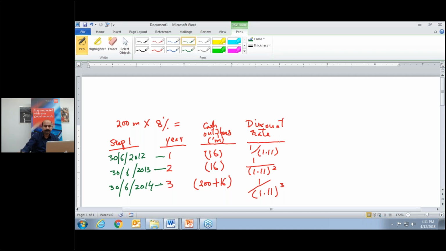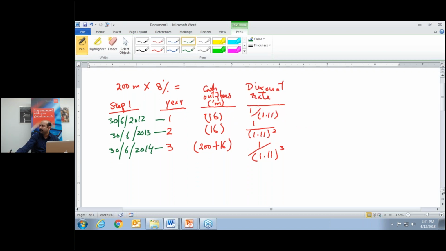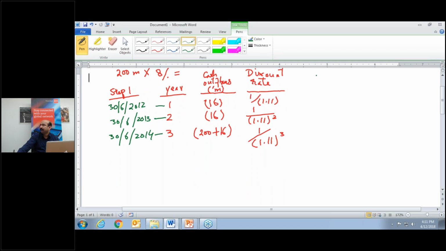Okay, now by multiplying all these figures, we shall be able to calculate the present value over here. So here will come the present value. When we total these present values, this will come to 185.34. So this is the total debt element.